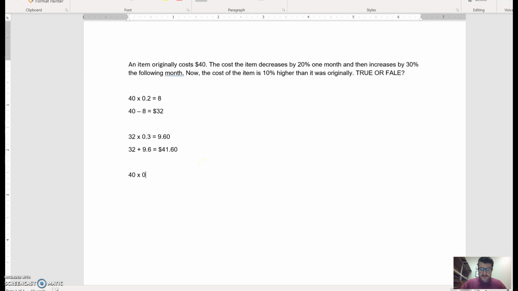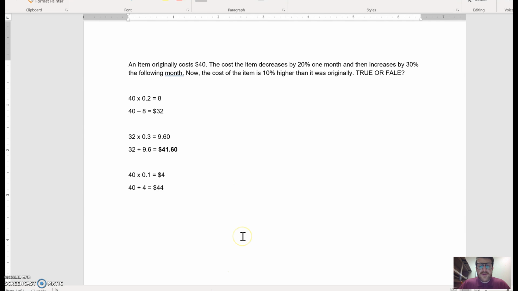So times 0.1. You should get 4. So 10% higher than it originally was would be 44. But we're only at 41.60. So this is false, as I already insinuated in the beginning.